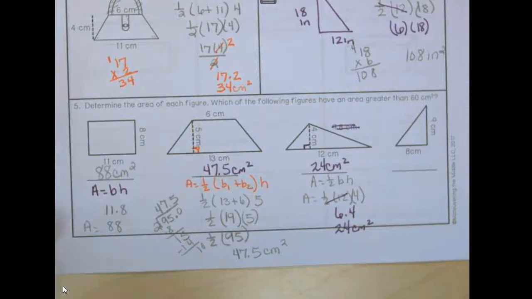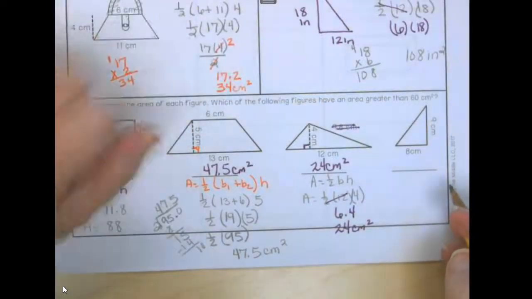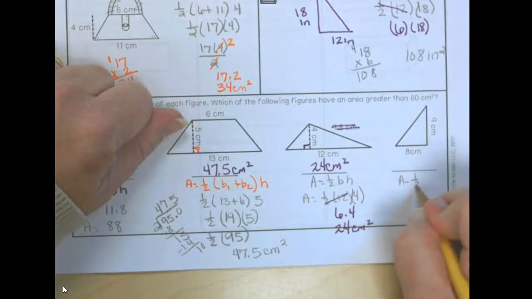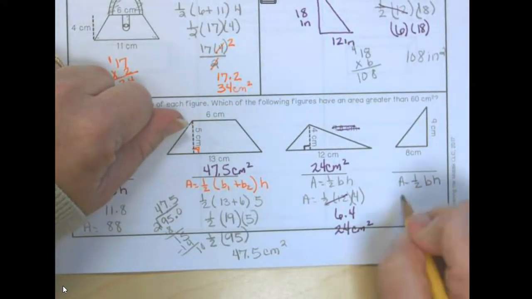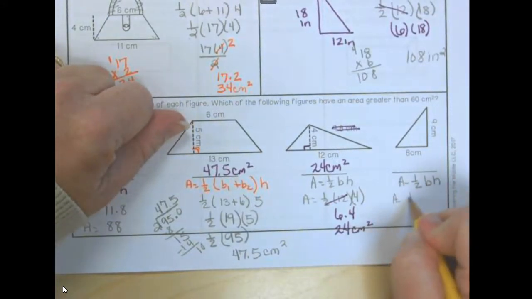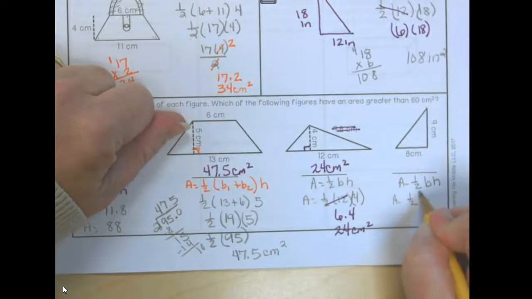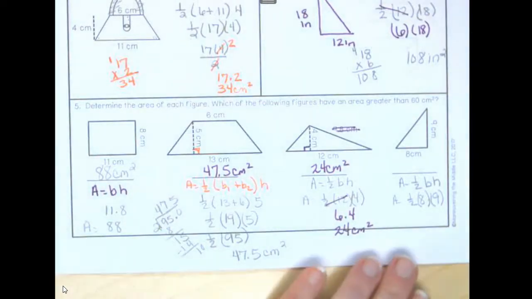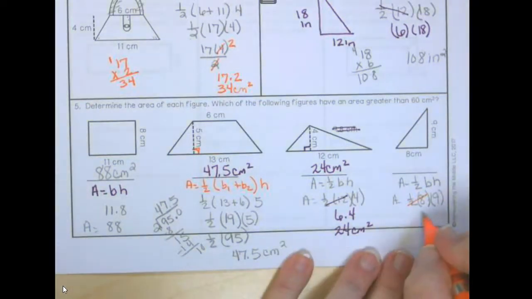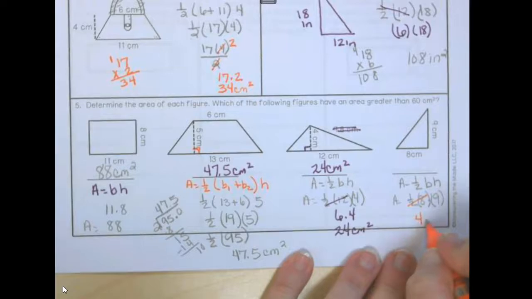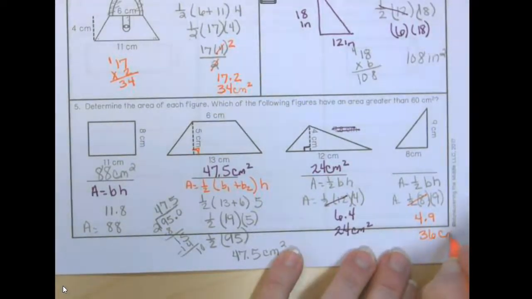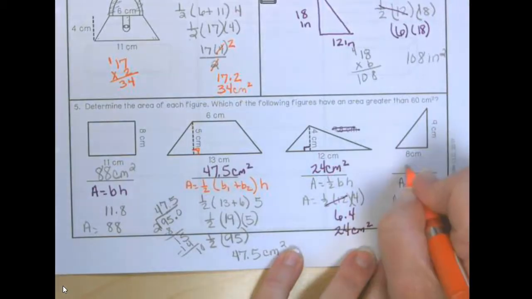My next shape. It's still a triangle. Eight times, what is my height? 9. Half of 8 is 4 times 9. 36 centimeters squared.